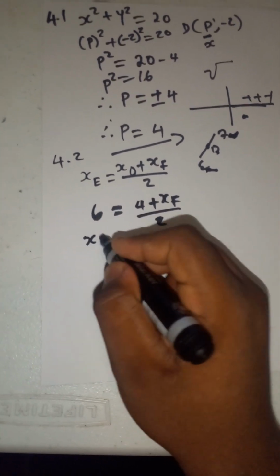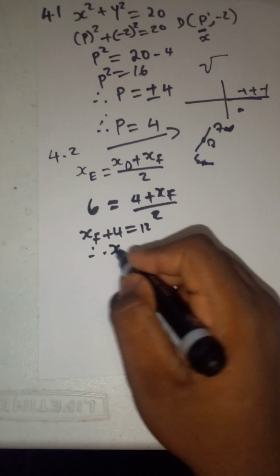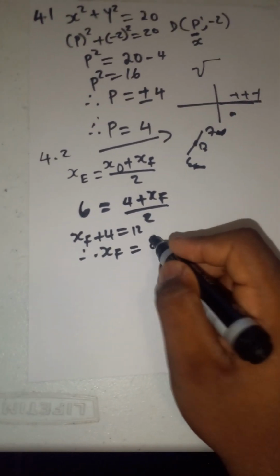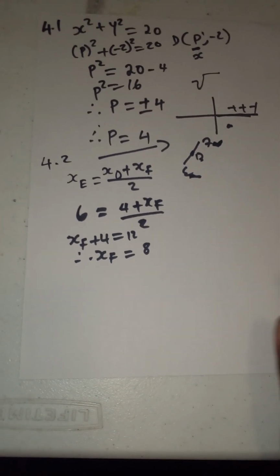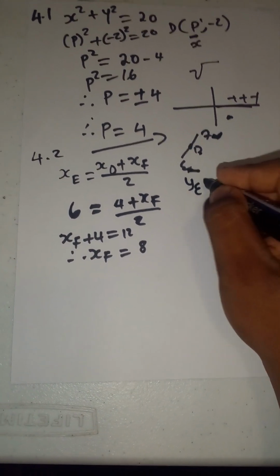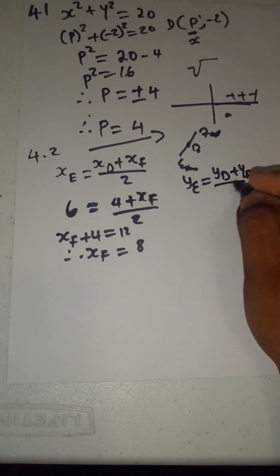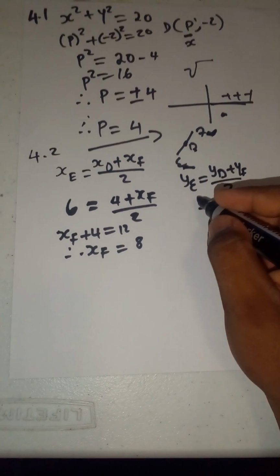And then it's going to be xf plus 4 equals 12. Therefore, the x coordinate of f is equal to 8. Can you see where it is coming from? Now you're going to do the same story. The y coordinate of t is equal to the y coordinate of e plus the y coordinate of f over 2. Then now we are going to substitute.